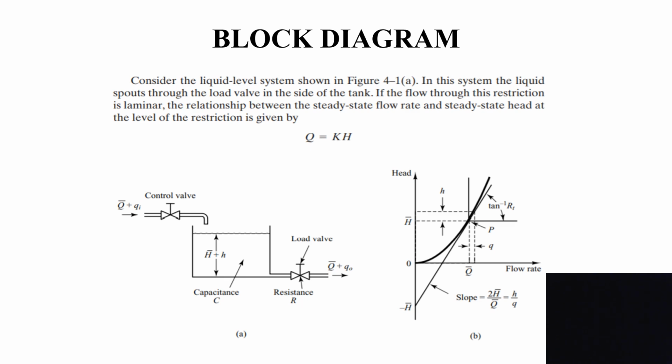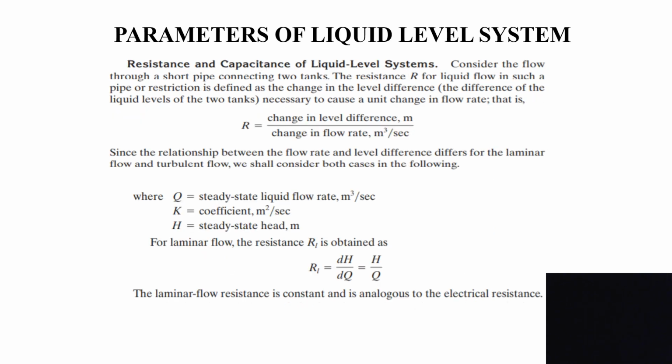So you have an inflow rate Qi, outflow rate Q naught, capacitance C, resistance R, and the level you are going to model, H. Now let us define what this resistance and capacitance are. It is similar to an electrical system. The resistance is called the laminar flow resistance, and the capacitance is called the laminar flow capacitance, since the flow through the pipeline is laminar. The resistance is defined as the change in level difference to the change in flow rate, represented as H divided by Q, and this is analogous to electrical resistance.